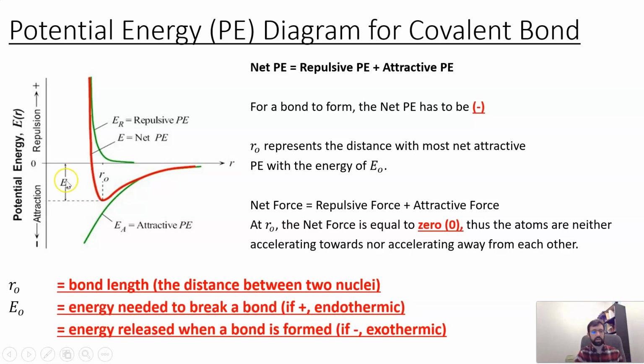And E naught, or E sub 0, on the y-axis, is the energy that's needed to break a bond if we're talking about an endothermic change, or the energy released when the bond is formed if we're talking about the exothermic change. It's the bond energy is what we would call it.